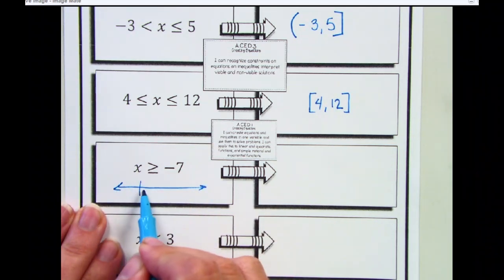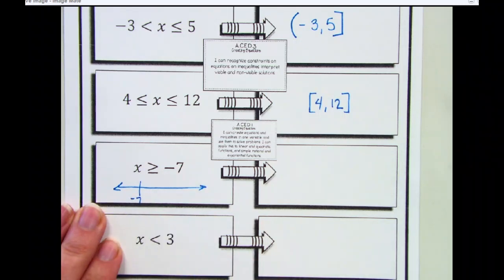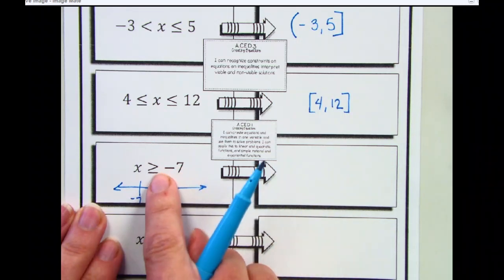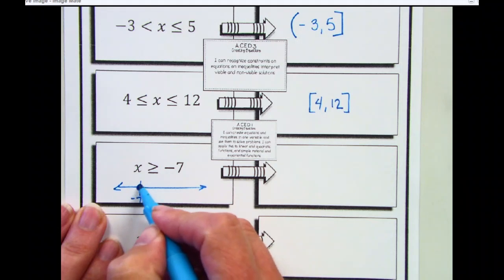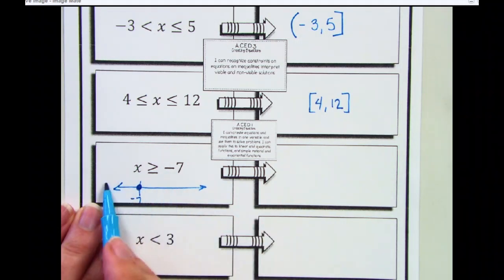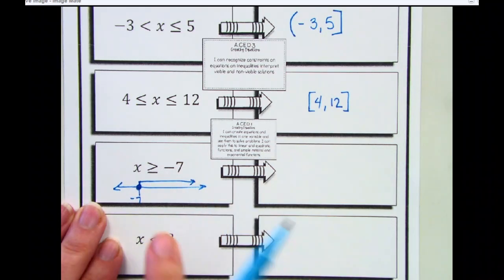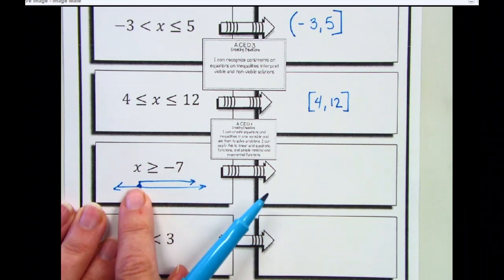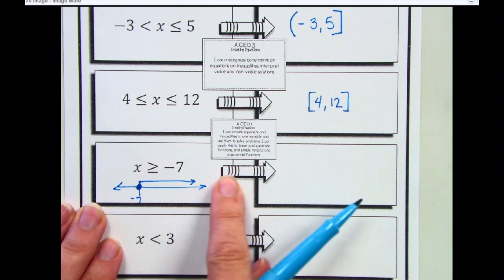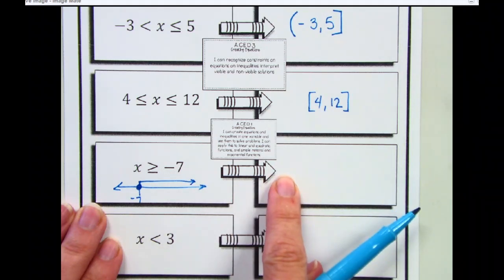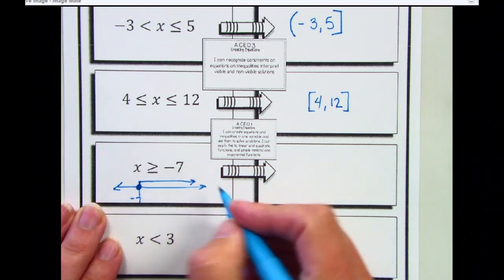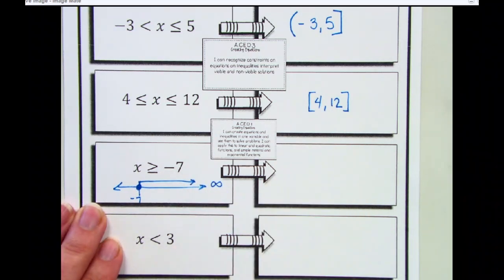So here's -7. Would it be a closed dot or an open dot? Closed. Because it can be or equal. And which way would your arrow go? To the left or to the right? Right. Okay. So all the numbers bigger than -7. If this arrow keeps going, what number do we say that we approach? Infinity, right? We approach infinity.